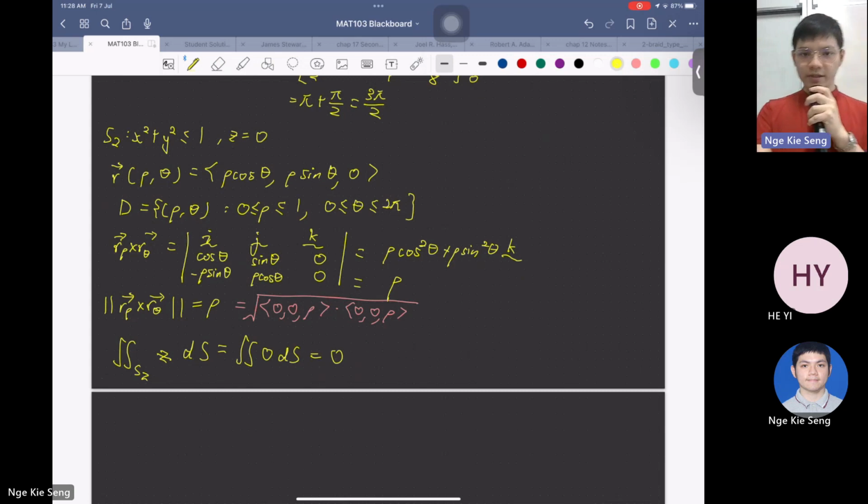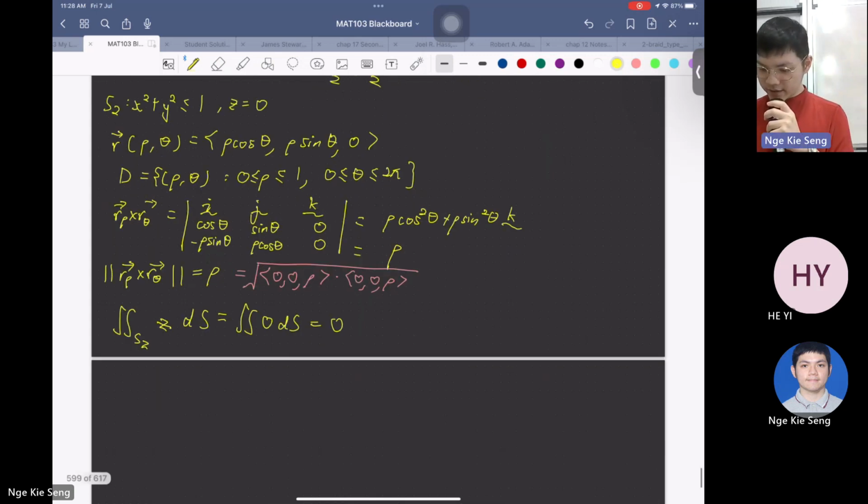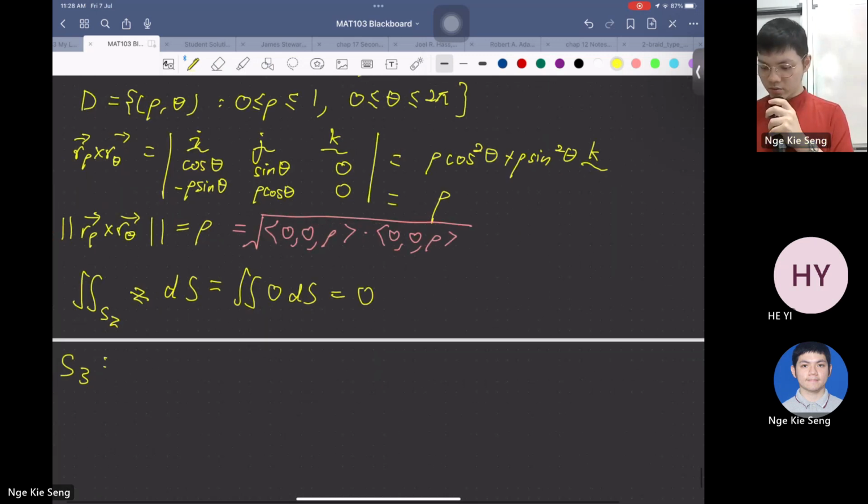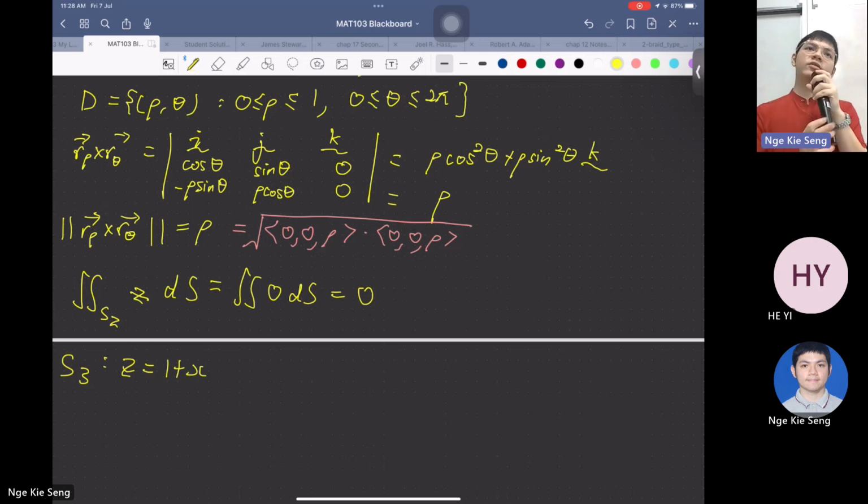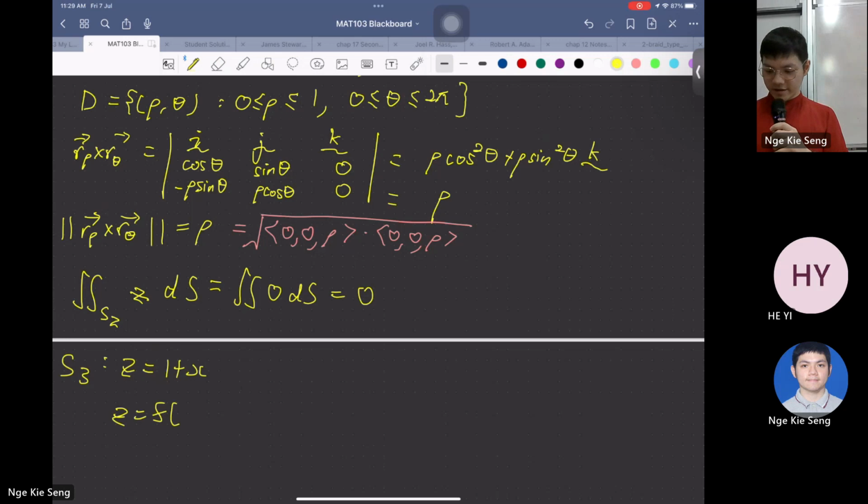Okay, last one, S3. So what is S3? S3 is z equals 1 plus x. So z equals f(x) has an easy parameterization. For a function z equals f(x), how do you parameterize your surface?